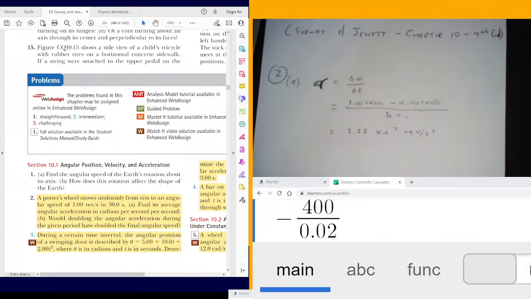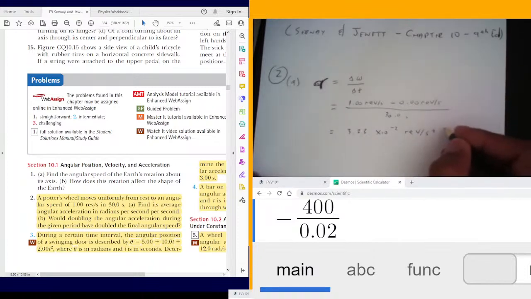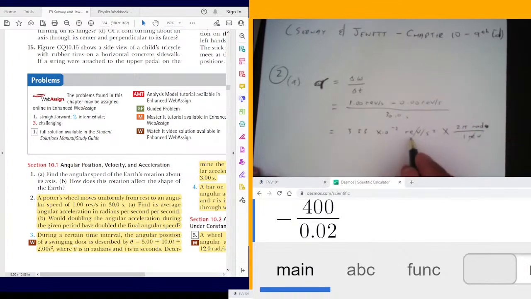Now they ask us to find its average angular acceleration in radians per second squared. There are 2 pi radians in 1 revolution. One complete circle is 2 pi radians. Revolutions cancel out, which leaves us 2 pi times that answer.